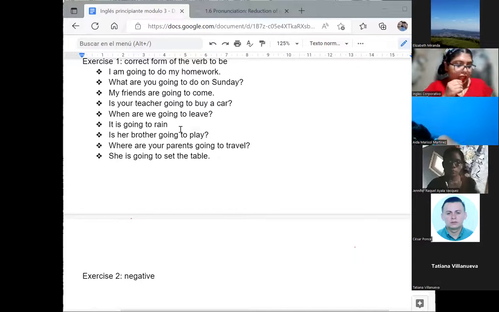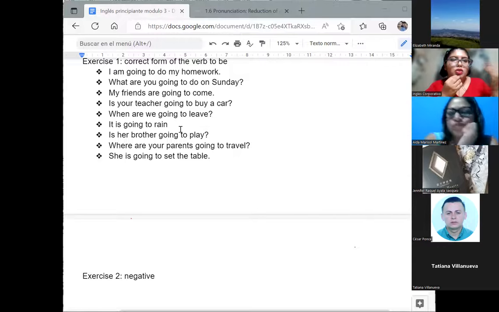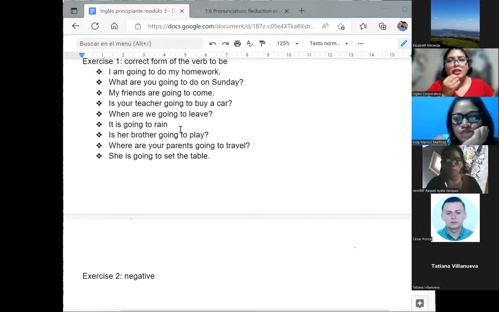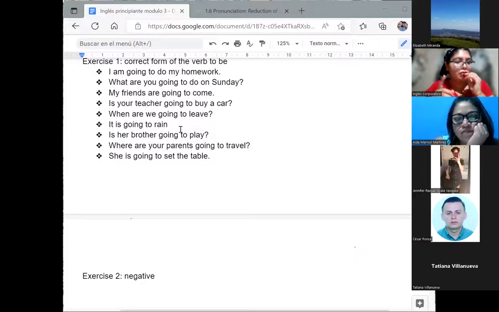So let's see the negative part. We are going to see the sentence. In this case, you can write the things that you want to put in the sentence. So in this case, it's not like we have just one answer for this sentence. En este caso, ustedes van a ponerle sus ideas. No simplemente es una idea, sino que ustedes van a ver qué es lo que necesita esta oración. Let's begin with this sentence.